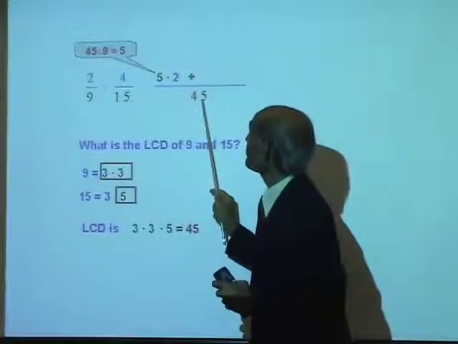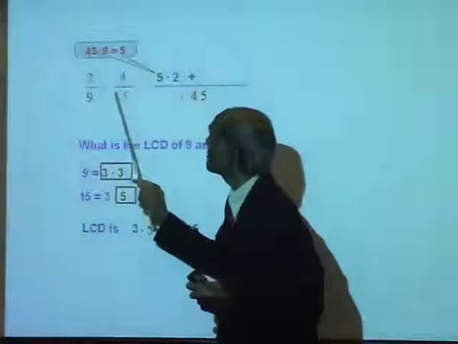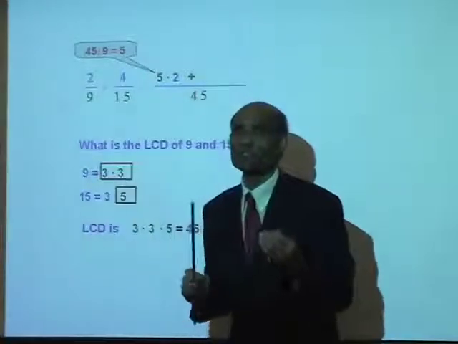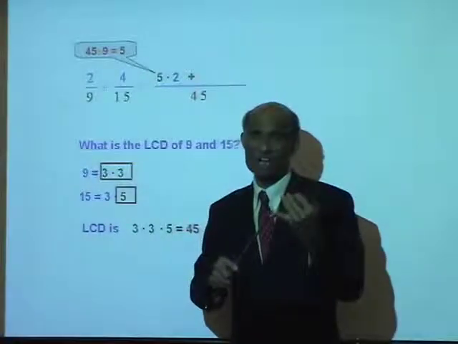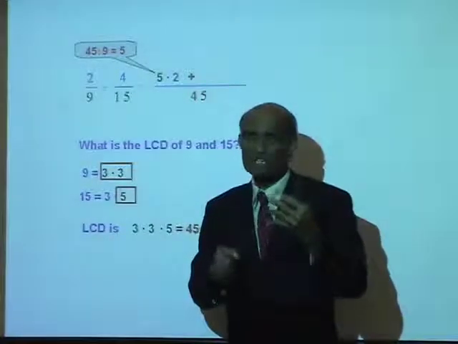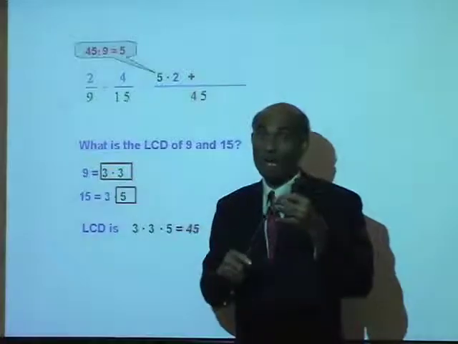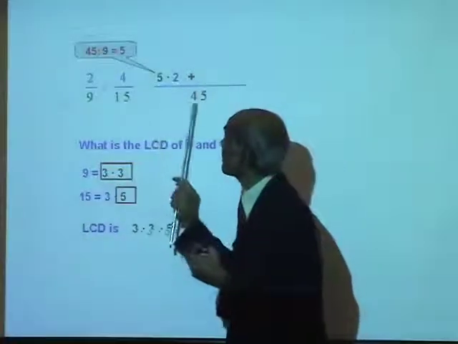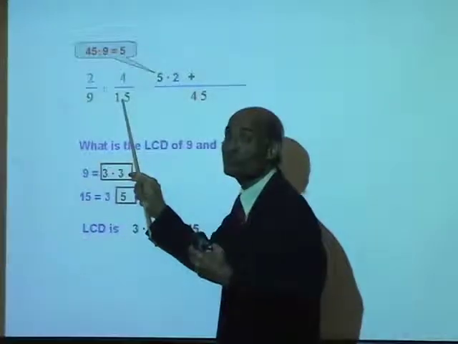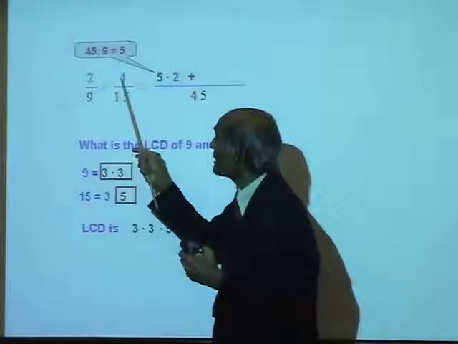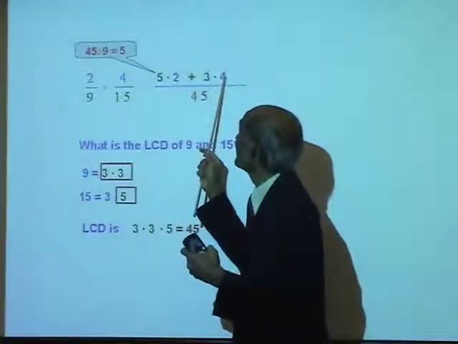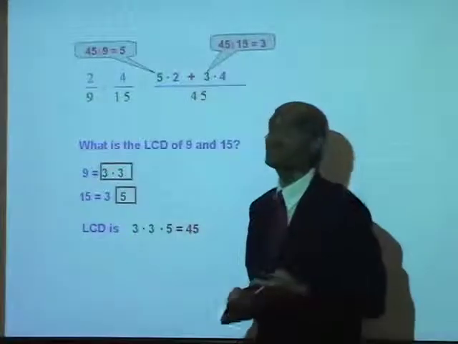There you are. Next, 45 divided by 15. How many 15s will go in 45? Well, if you know your tables, 15 times 1 is 15, 15 times 2 is 30, 15 times 3 is 45. 45 divided by 15 is 3. What do you do with that 3? Multiply there with 4. So that will be 3 times 4. And there we have the numerator.